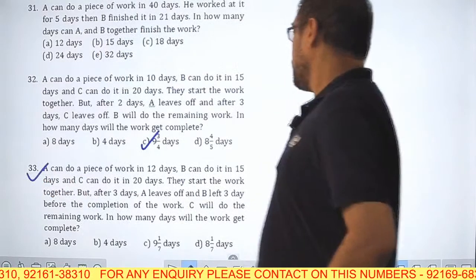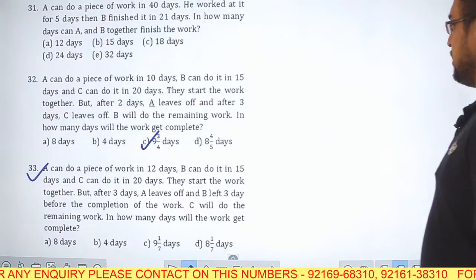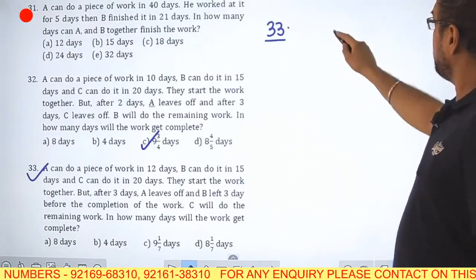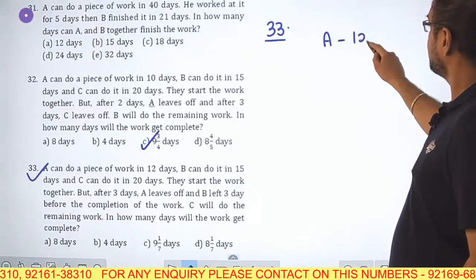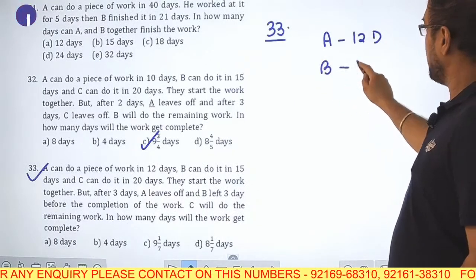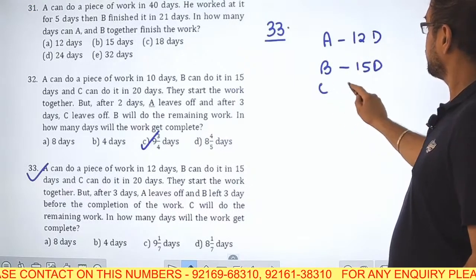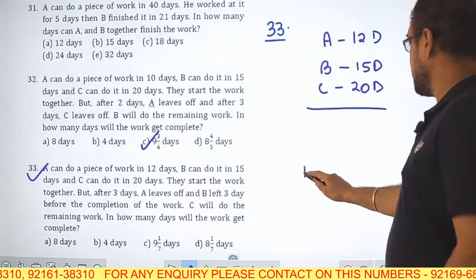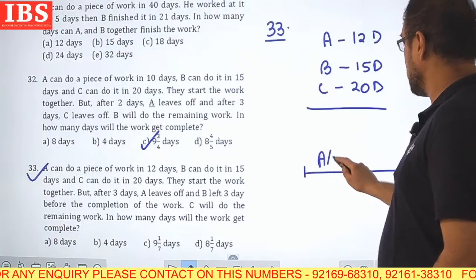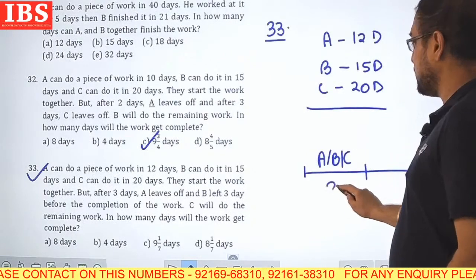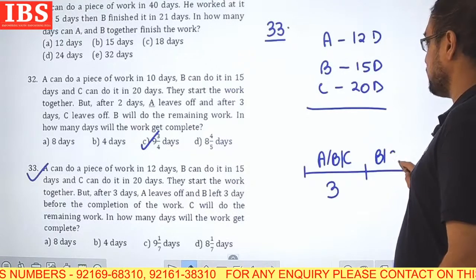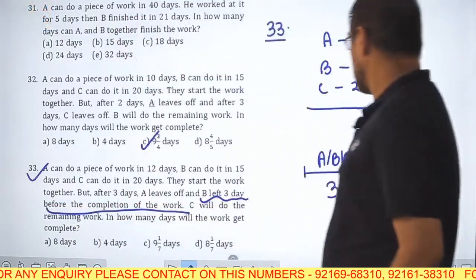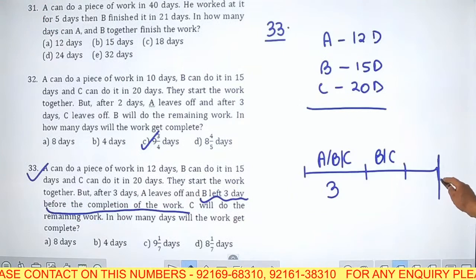Now we'll start with 33rd question. Let's see question number 33. A can do a piece of work in 12 days, B in 15 and C in 20 days. They started the work together, that is A, B, C all started the work, and after 3 days A leaves off. That means B and C are working, and B left 3 days before the completion of the work.